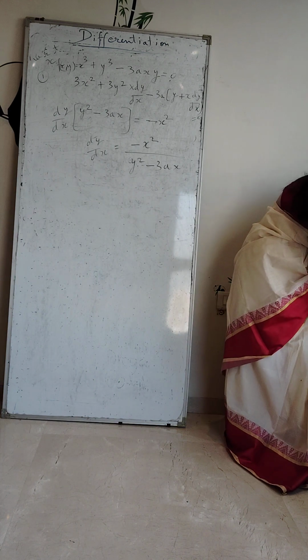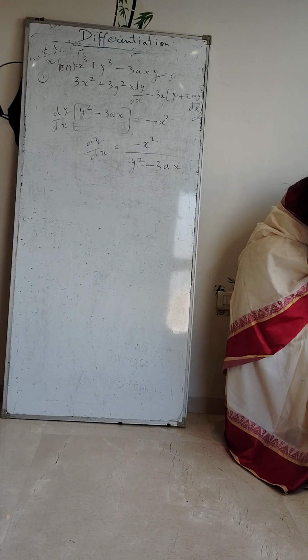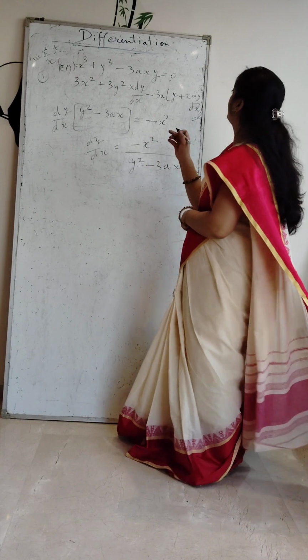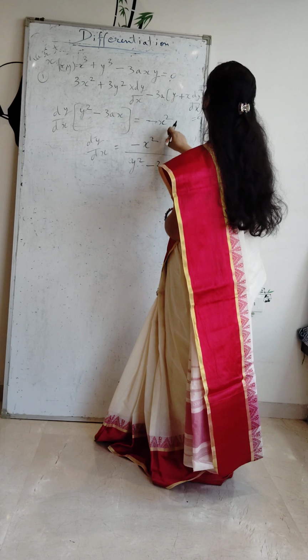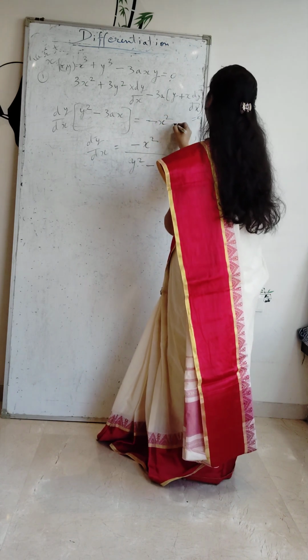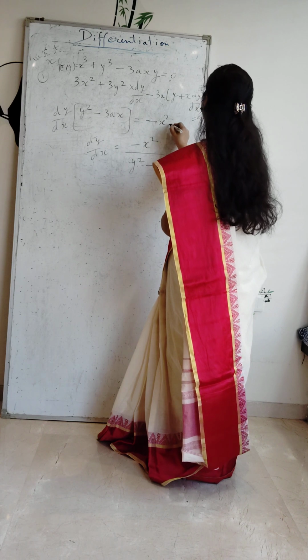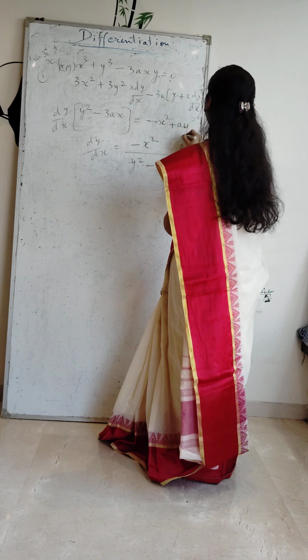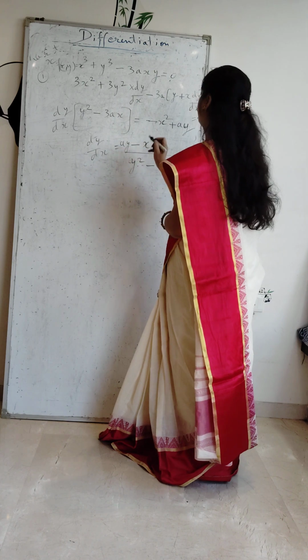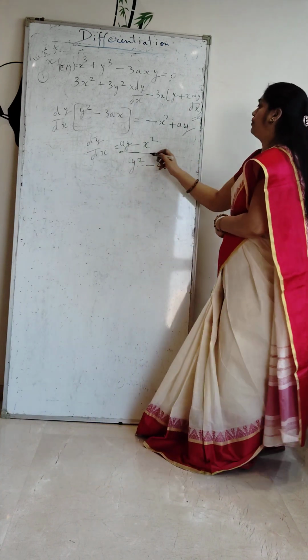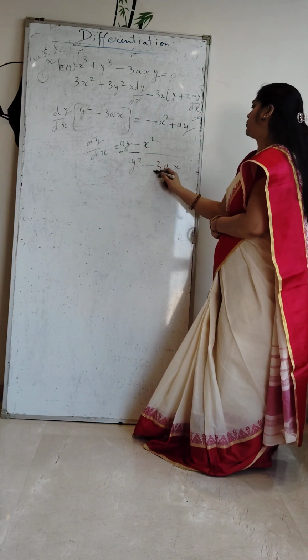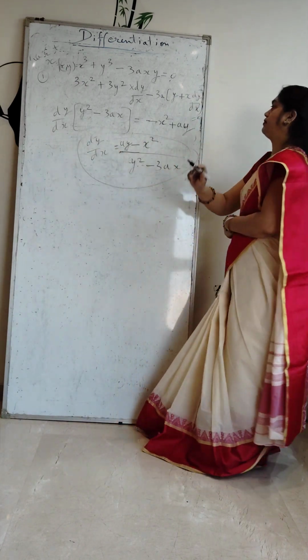Let me check the answer. Yes, I have forgotten this 3ay term, minus ay. So it will go here, ay will be here. So this is the answer. I had forgotten this ay term. So dy by dx equals ay minus x square upon y square minus 3ax. This will be the answer.